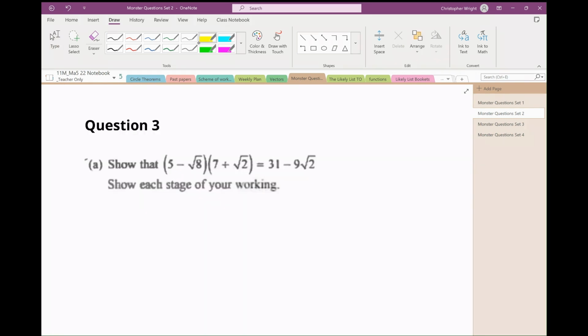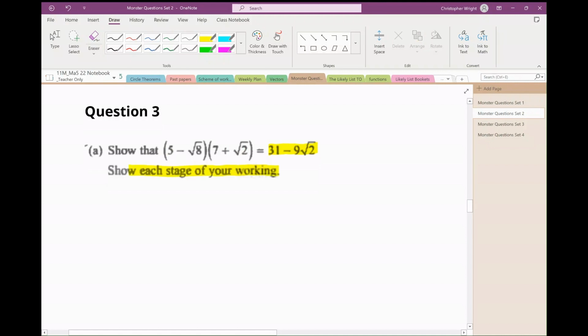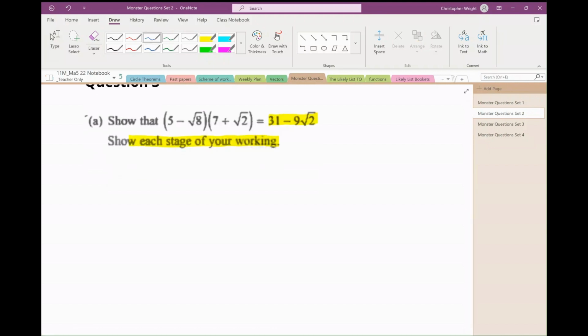Okay, show that this expression here is equal to 31 minus 9 root 2. Show each stage of your work. Right, so I'm going to start off with the expression that I'm given: 5 minus root 8 multiplied by 7 plus root 2. I'm simply going to expand that bracket, simplify it, and hope I get to what they want. And the idea, of course, is not to mess it up. 5 7s are 35. 5 times root 2 is 5 root 2.